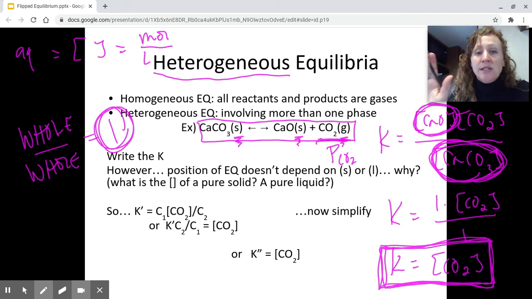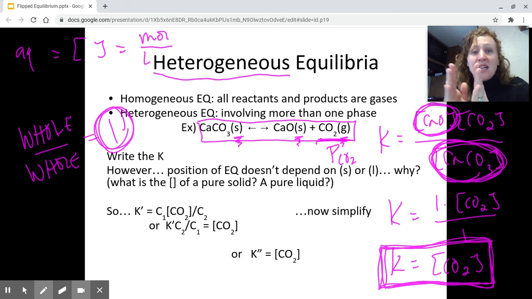We're not going to include solids. We're not going to include pure solids. We're not going to include pure liquids because their concentration is already 100%. Okay, so takeaway from this, only include gases and aqueous solutions in your K equation.